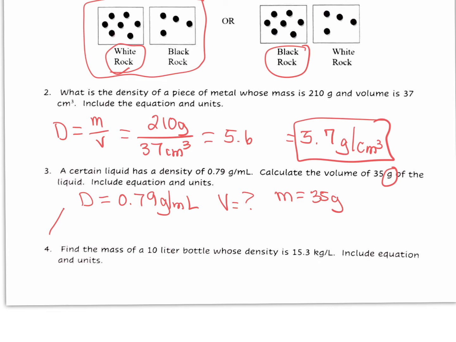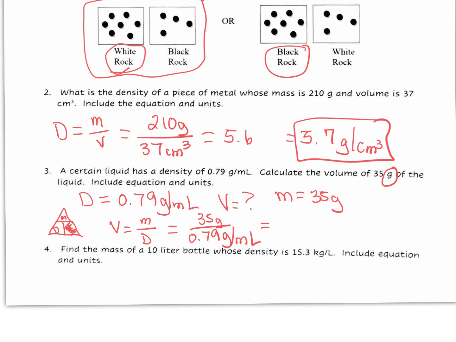All right, so what's the equation? So I'm going to make my little triangle here to help me figure that out. Density is mass divided by volume. So if I cover volume up, volume equals mass divided by density. So now we just plug in the numbers. 35 grams divided by 0.79 grams per milliliter.